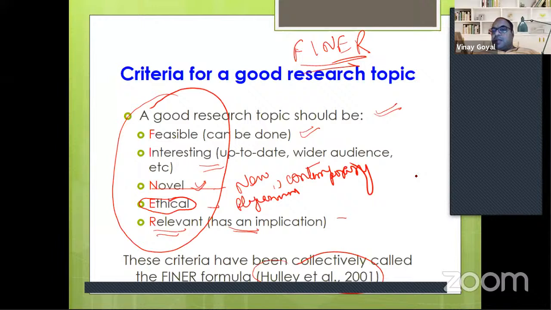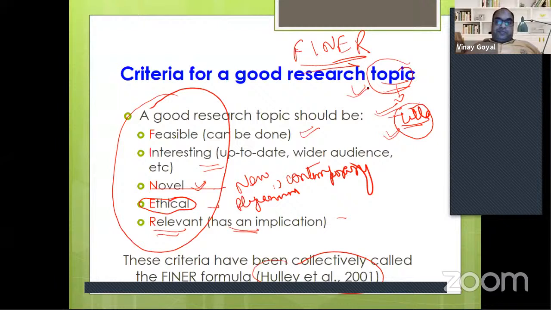There is a difference in topic and title. Please remember that. Topic means the complete study which you are doing. Title means the title of your study. So don't be confused between title and topic. Topic means the comprehensive work, the detailed study which you want to do.